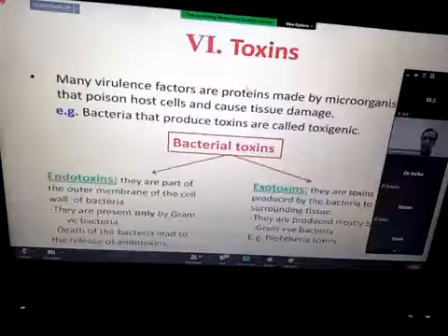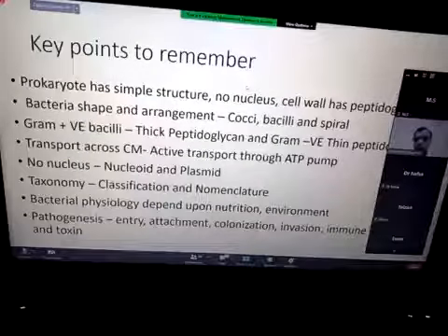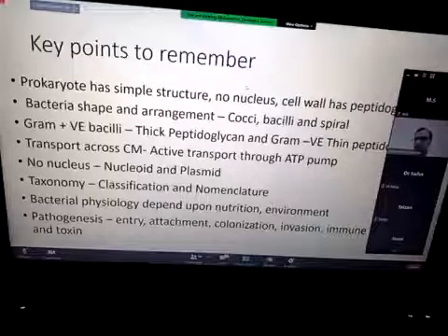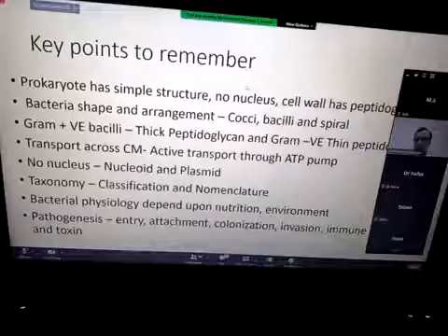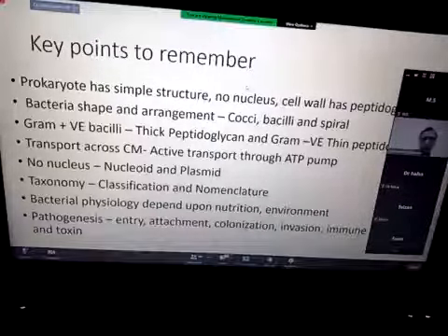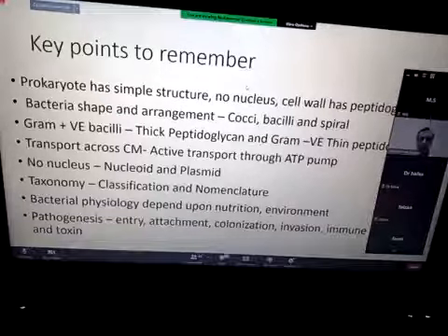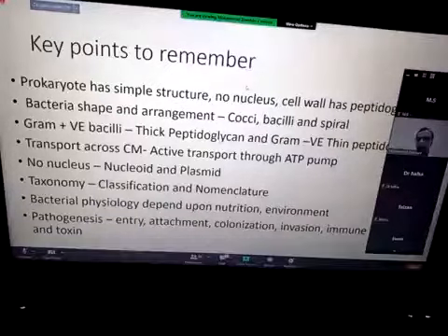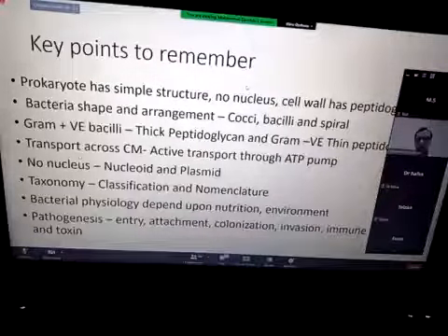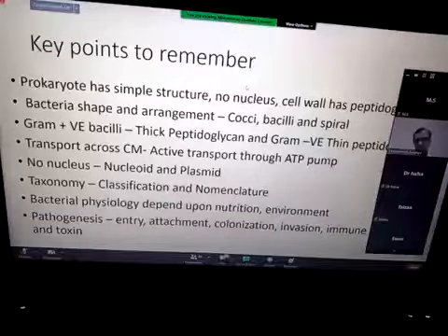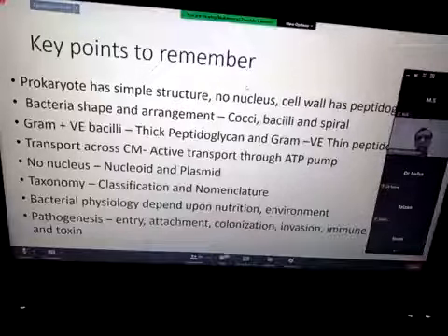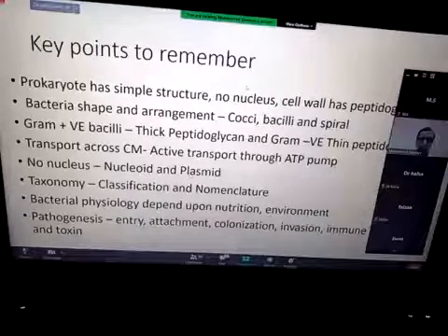At the end, I just want to summarize the things to remember. Prokaryotes have a simple structure. They do not have a nucleus. The cell wall has peptidoglycan. Bacteria have different shapes and arrangements, like cocci, bacilli, and spiral shapes. Gram-positive bacteria have thick peptidoglycan layers, and gram-negative have thin peptidoglycan. Transport across the cell membrane includes active transport through ATP pumps. These bacteria do not have a nucleus, but they have a nucleoid and genetic material like plasmids.